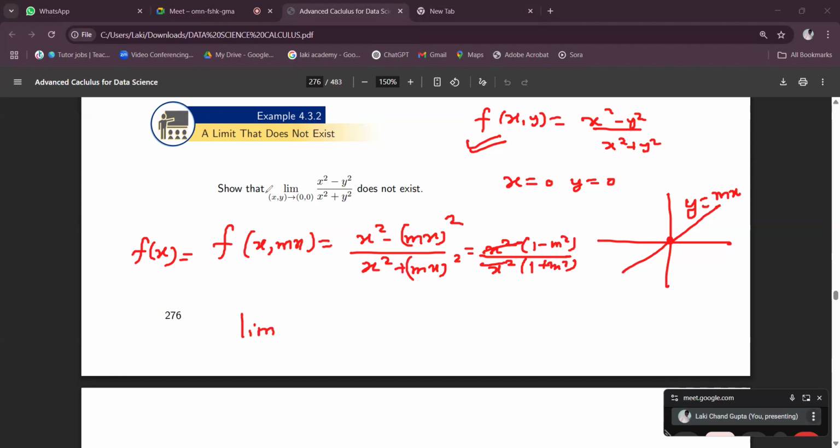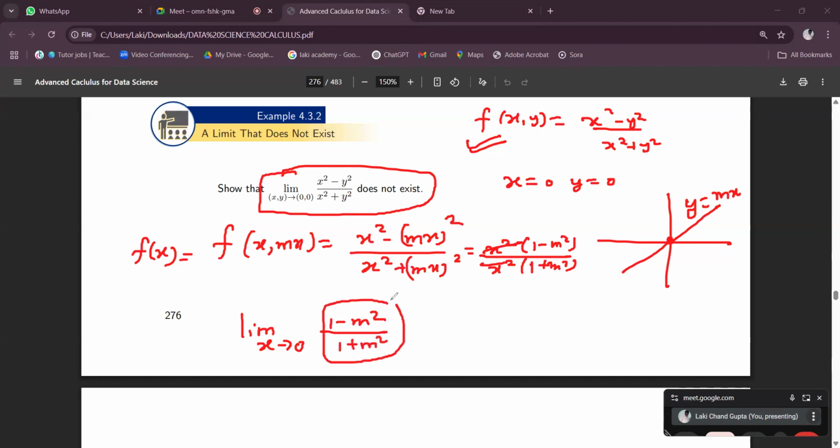Instead of finding the limit in two variables, you can find the limit in one variable also. How? Just put y is equal to mx and change the function into one variable. You will get what? You can see this function is independent of x, right? If it is independent of x, you cannot put the value of x. So the limit will be what?